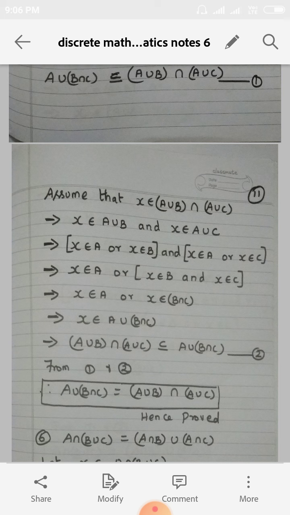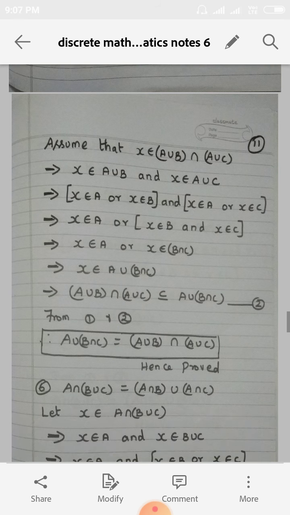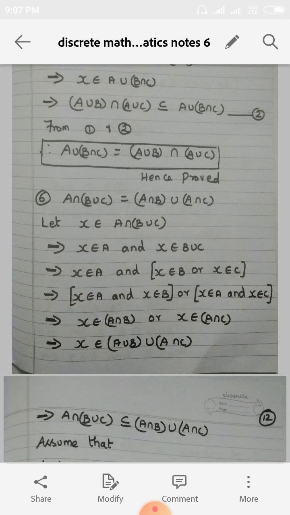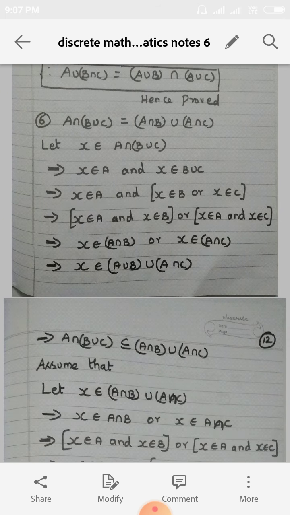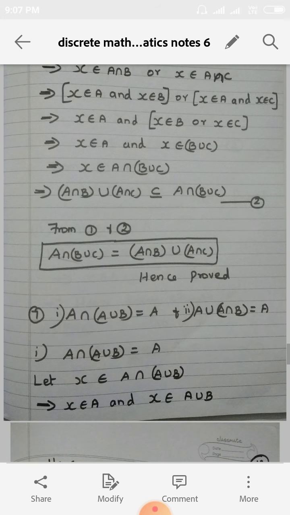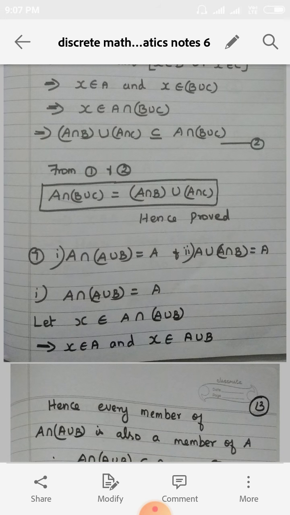It's nothing but x belongs to A or x belongs to B and x belongs to C. That is x belongs to A or x belongs to B intersection C. That is x belongs to A union of B intersection C. So after comparing this 1 and 2, we get A union of B intersection C is equal to A union B intersection A union C. The similar same procedure for the 6th case. Just go through and see the 7th one.